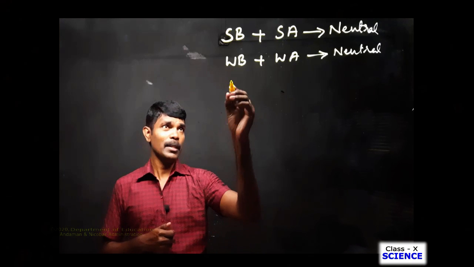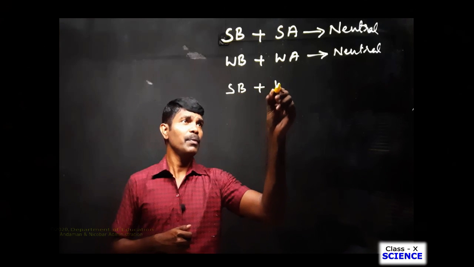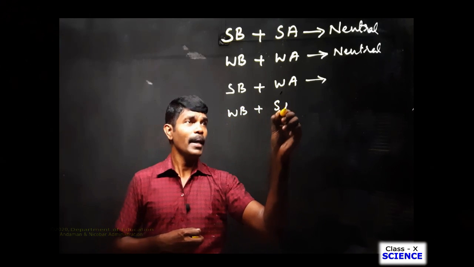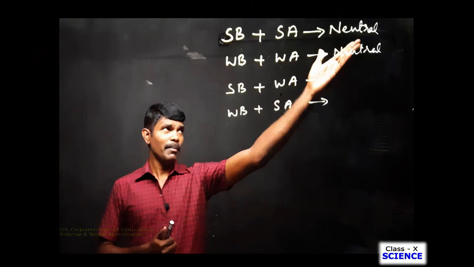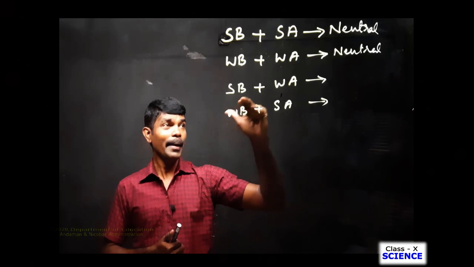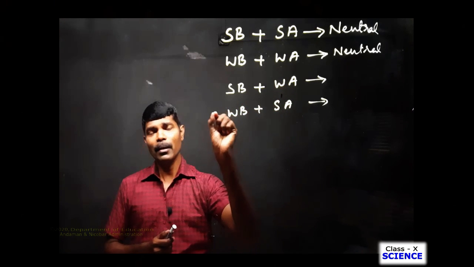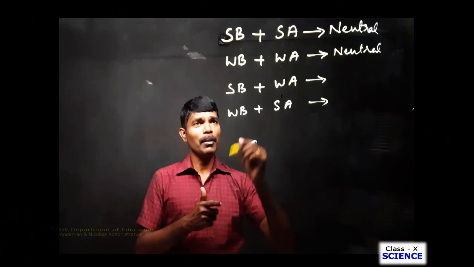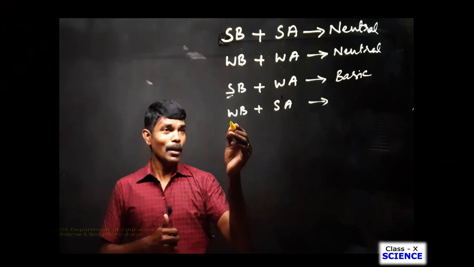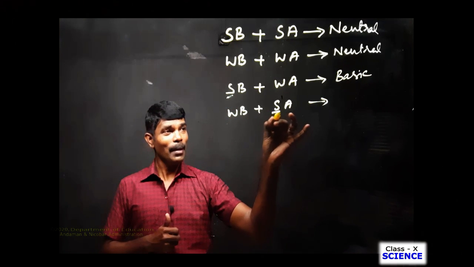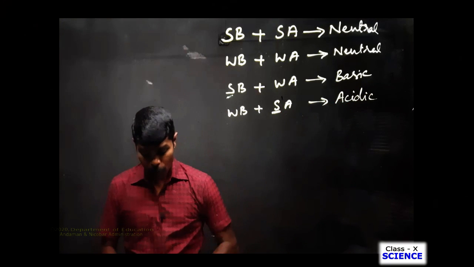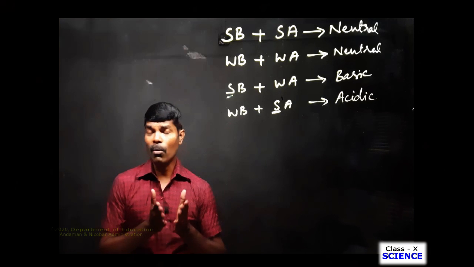Now let us see the remaining two types. When a strong base reacts with a weak acid, what type of salt will we get? Likewise, when a weak base reacts with a strong acid? In the cases of strong base with strong acid, and weak base with weak acid, we get neutral salts. But if the base is strong and the acid is weak, the strong one will dominate. Here the strong one is the base, so the salt will be basic. Got it? Now here, a weak base reacts with a strong acid. Here the strong one dominates, and the domination is acidic, so the salt will be acidic. Got it, children? By this information we can easily find the nature of the salt obtained.